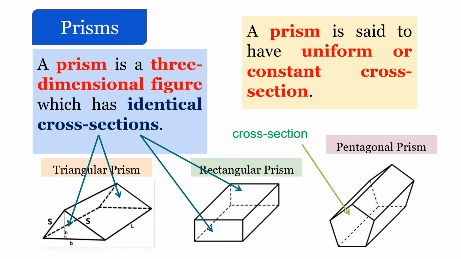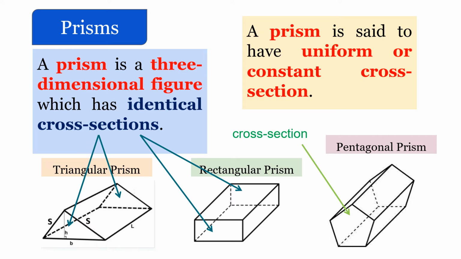And if we are talking of cross section, it is the shape when you cut horizontally or vertically a three-dimensional figure. And take note, a prism is named by its base. So if the base of the prism is a triangle, then automatically it is a triangular prism. If the base of a prism is a rectangle, it is a rectangular prism. And if the base of the prism is a pentagon, what do you think is the name of the prism? Correct, it is pentagonal prism.